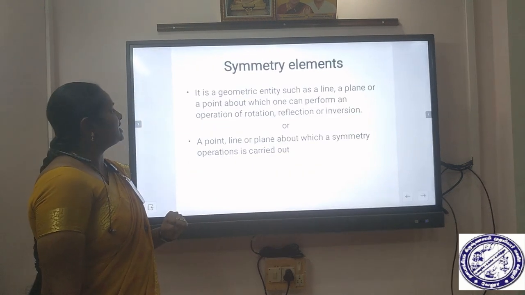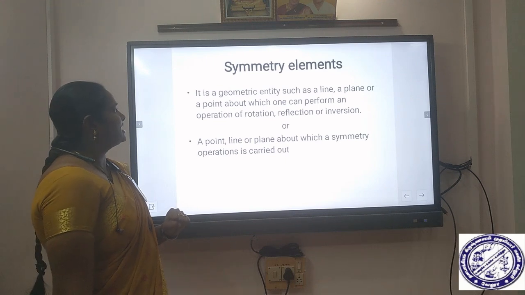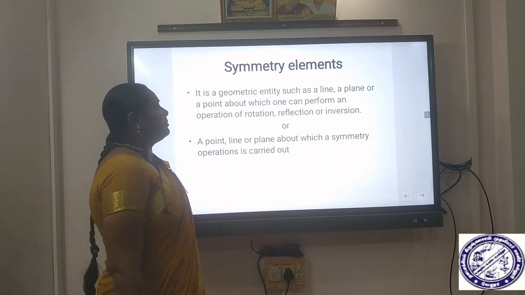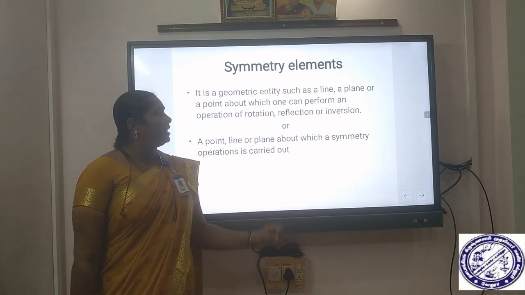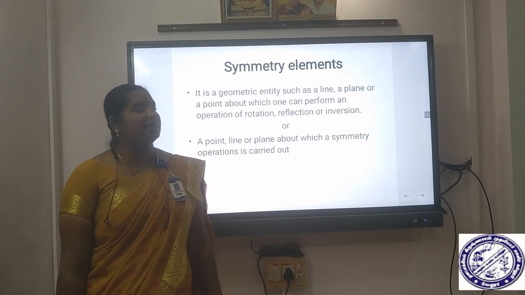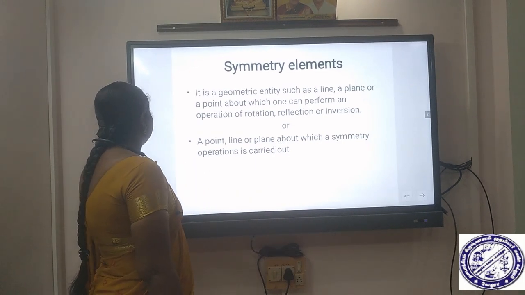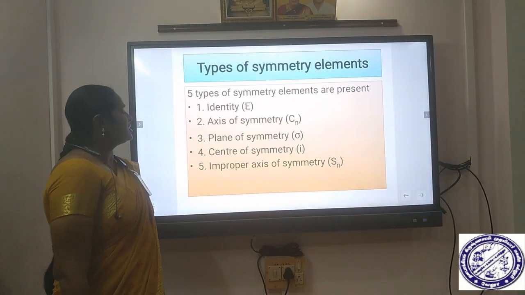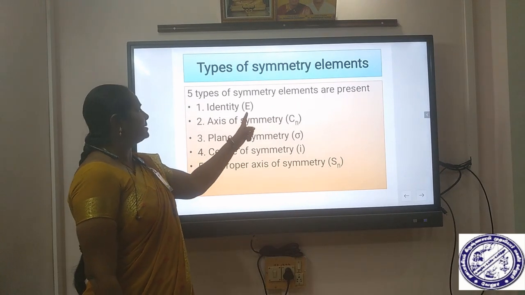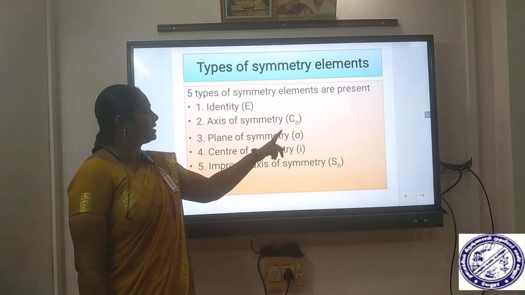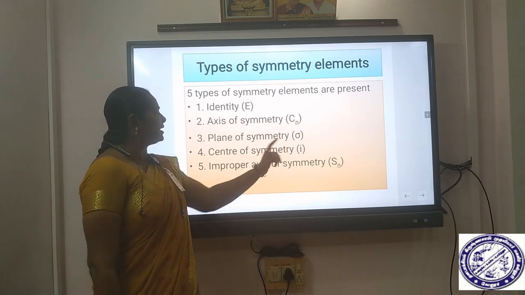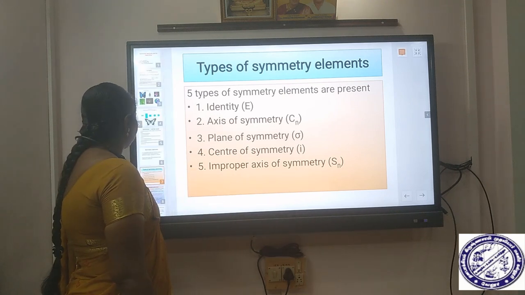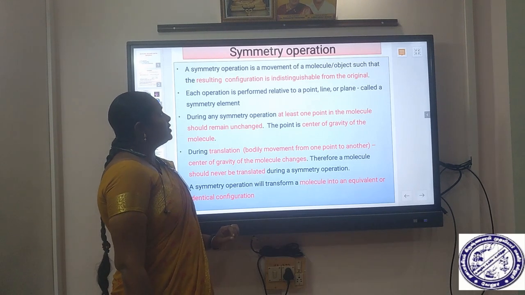Next are the symmetry elements. We can call a symmetry element a geometrical entity, such as a line, plane or point, about which we can perform an operation like rotation, reflection or inversion. There are 5 types of symmetry elements. The first one is identity, denoted by the symbol E, and axis of symmetry, denoted by the symbol Cn, the plane of symmetry is sigma, center of symmetry is i, and improper axis of symmetry is Sn.